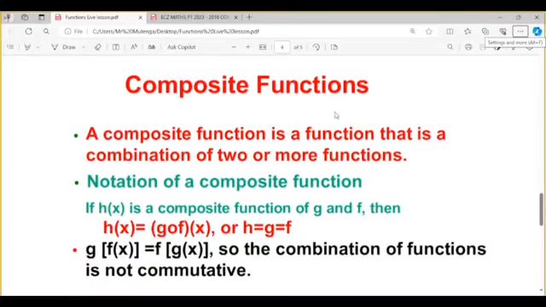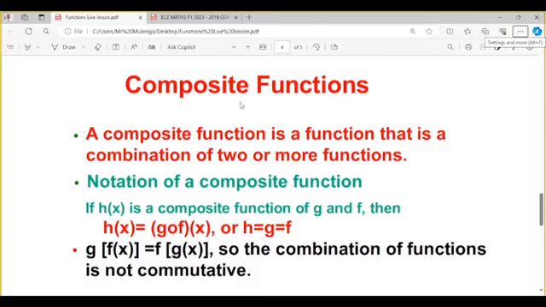So, this is the subtopic that I wanted to present in class today. We've looked at how we can find the inverse of a function. We've also looked at how we can find the value of the function. Now, in this lesson for today, we are going to look at composite functions.